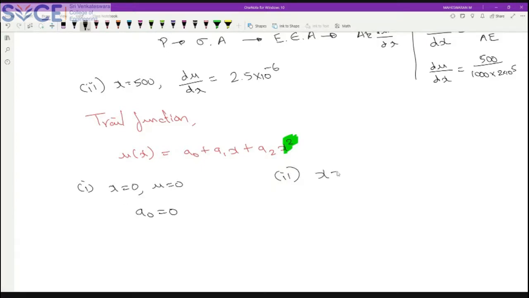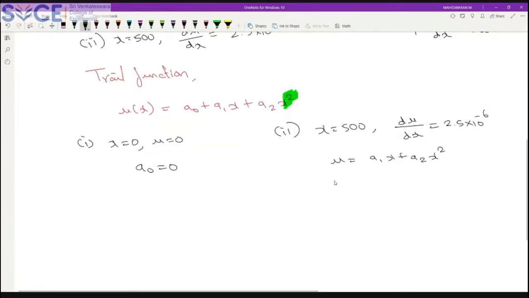Second boundary condition. When x is equal to 500, du by dx is what we get, which is 2.5 into 10 power minus 6. Right? This is my second boundary condition. I'm going to apply this one. To apply this, first I have to differentiate, right? So u is equal to, a naught is gone because it is 0, so u is a1x plus a2x square. Differentiate this once, you'll get du by dx equal to a1 plus 2a2x.